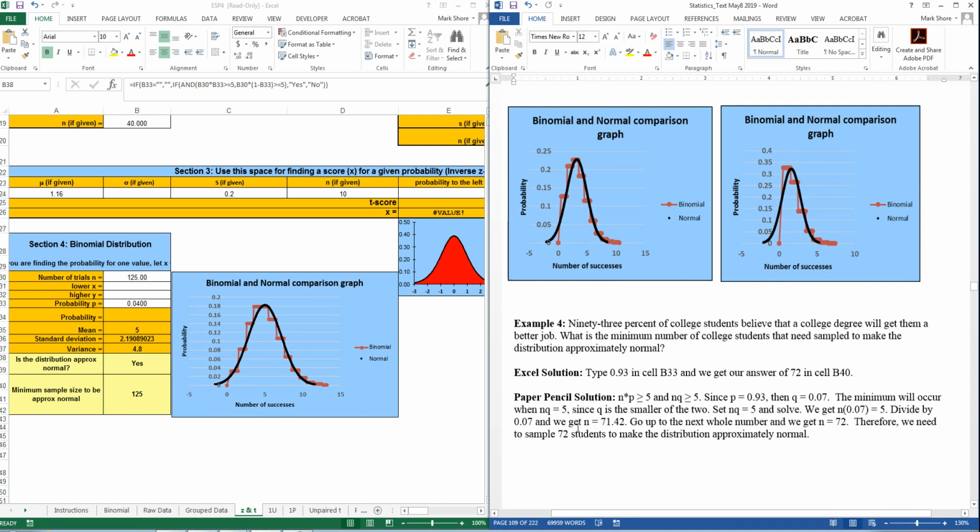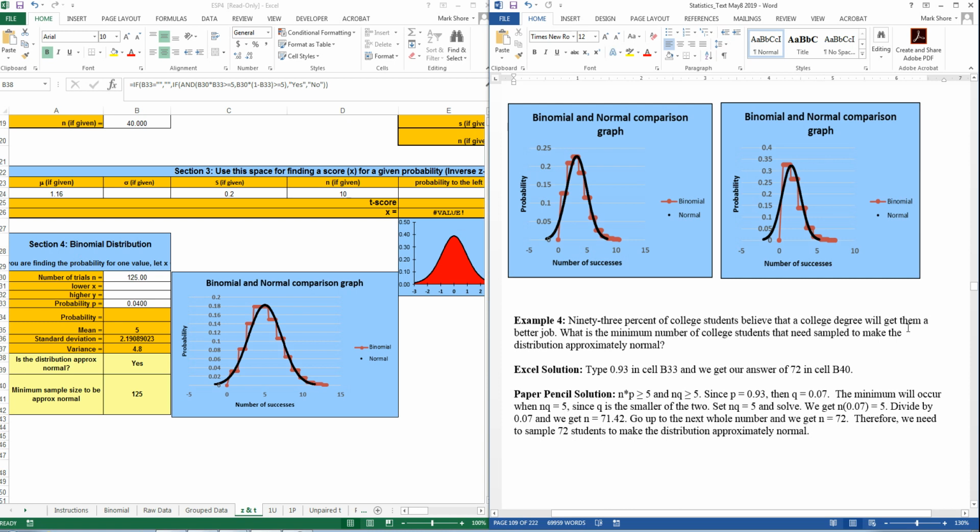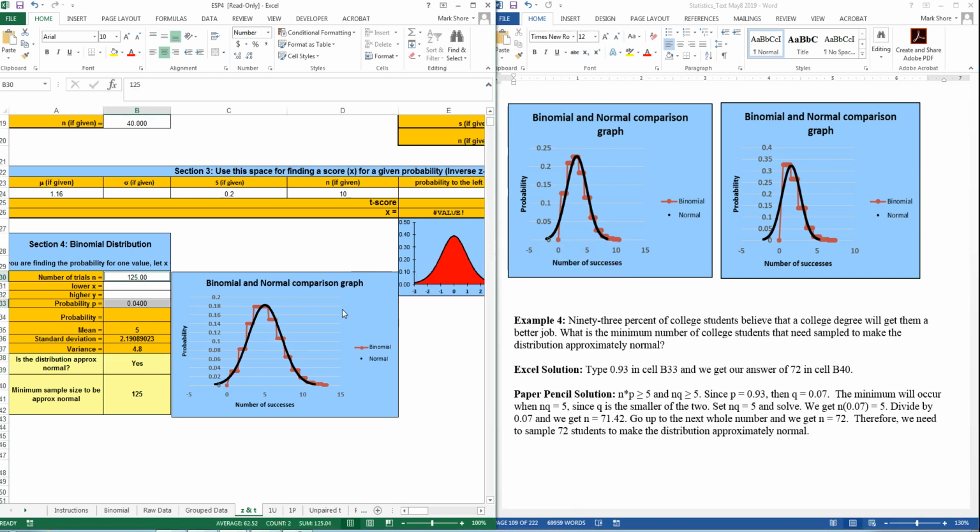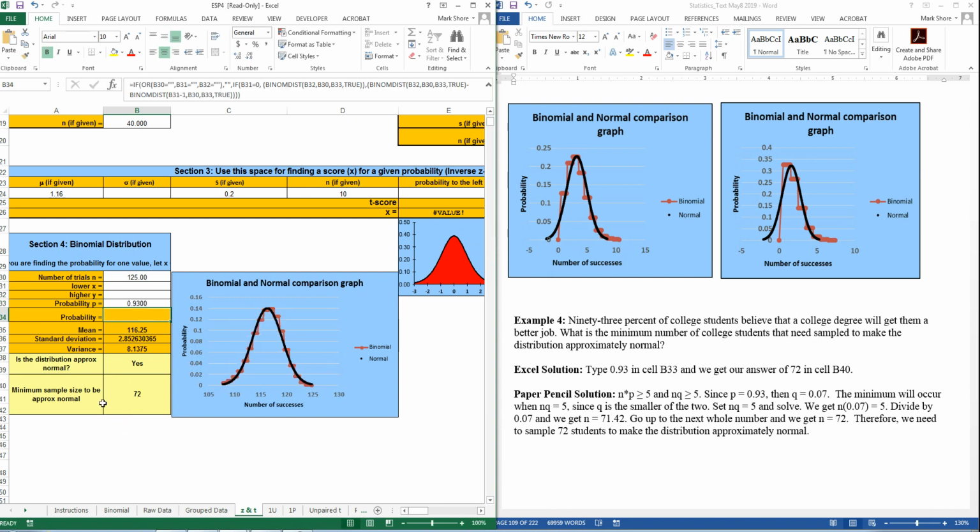So the last example is 93% of college students believe that a college degree will get them a better job. What is the minimum number of college students that need to be sampled to make the distribution approximately normal? So again, put the 0.93 right here, and you get your minimum sample size of 72. And again, the way that was done is that it was solved again, the n times p and the n times q. We can substitute the p, 0.93, in for p and solve that equation. And 1 minus 0.93 is 0.07. Put the 0.07 in there for q, and n times 0.07 has to be greater than or equal to 5.